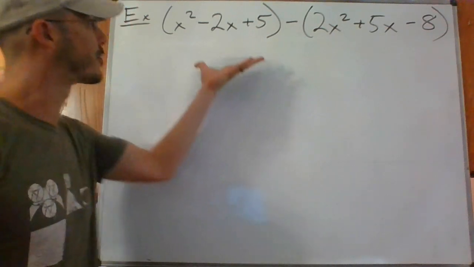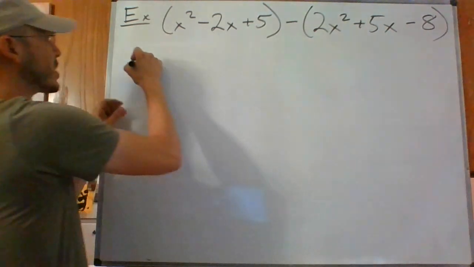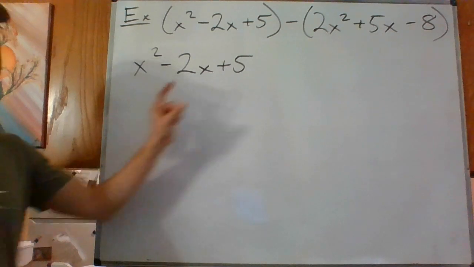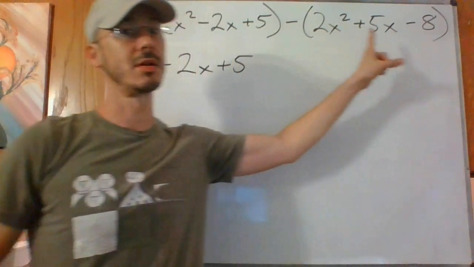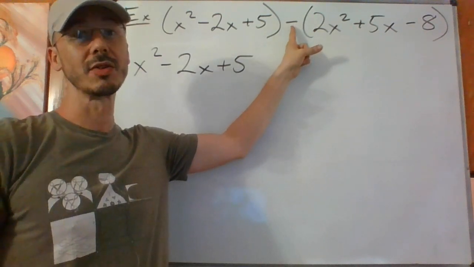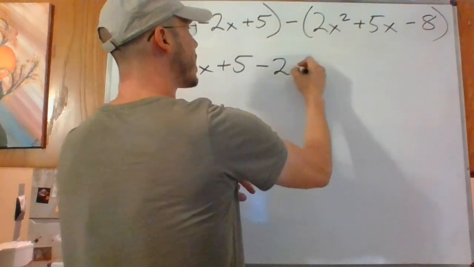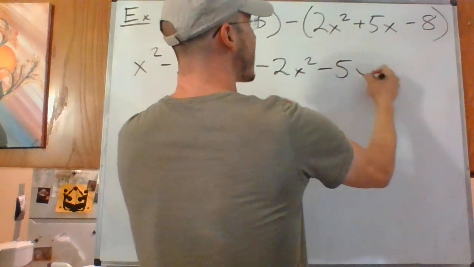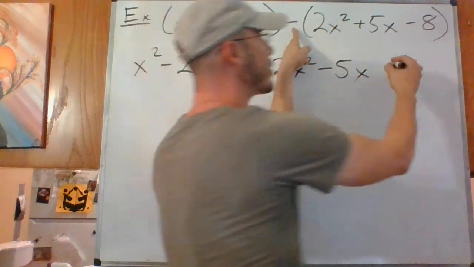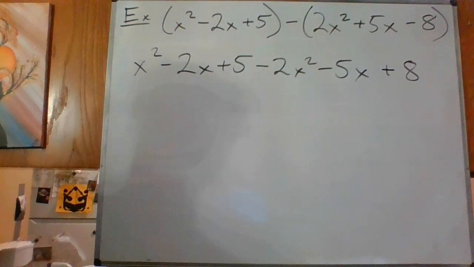parentheses. The first parentheses are really doing nothing. I don't have anything to distribute or a power or anything. It's just x squared minus 2x plus 5. But the second pair of parentheses means that I have to distribute a negative. I'm actually subtracting each of these terms. So minus 2x squared, minus 5x, and minus negative 8. I'm going to save a little bit of time just by writing plus 8 there. But minus negative 8 is where that comes from.